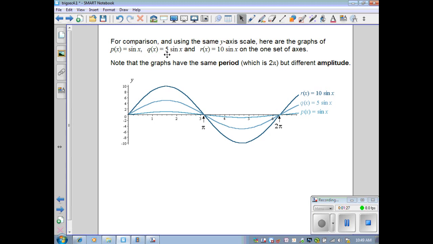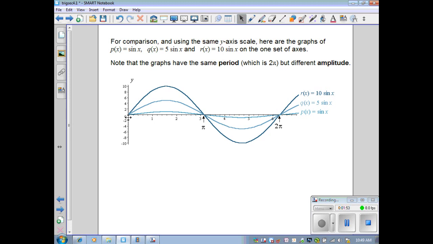For q of x, my amplitude is 5. But my period is the same since the number inside my function is 1. And r of x equals 10 sine of x. My amplitude is 10, and my period is the same because the constant is again similar to the previous functions. So the height of my function above and below the axis will be 1 here, 5 here, and 10 here.